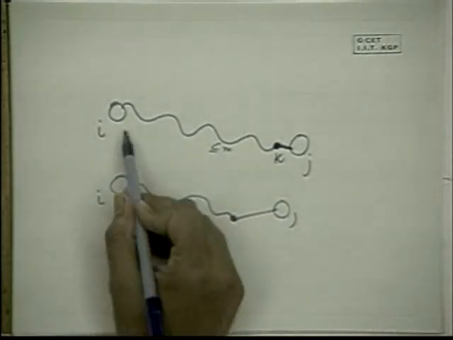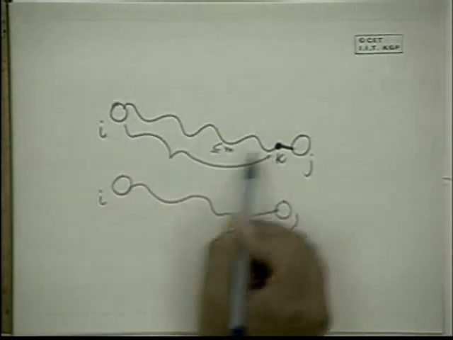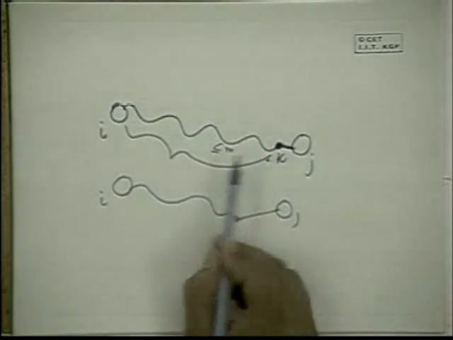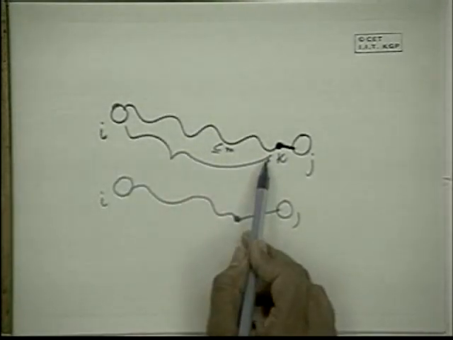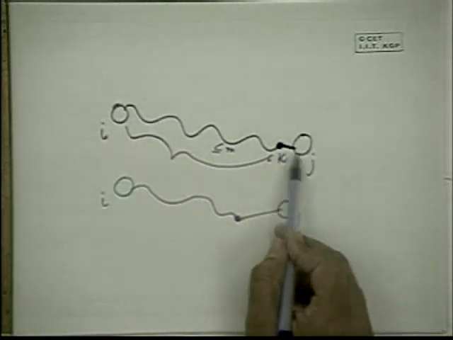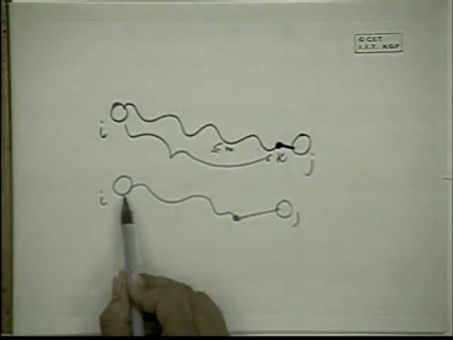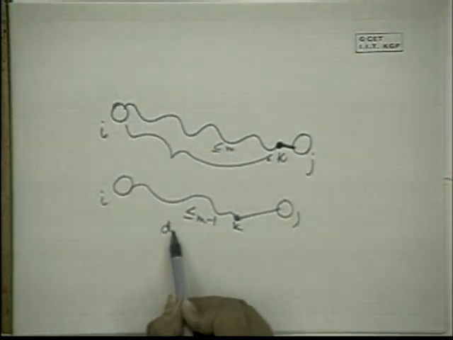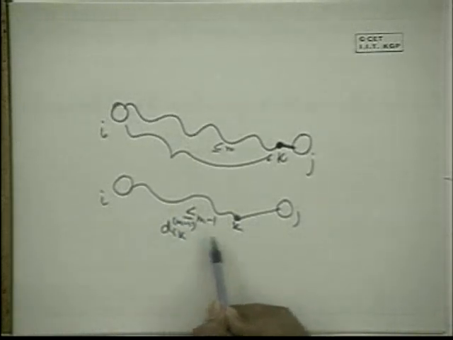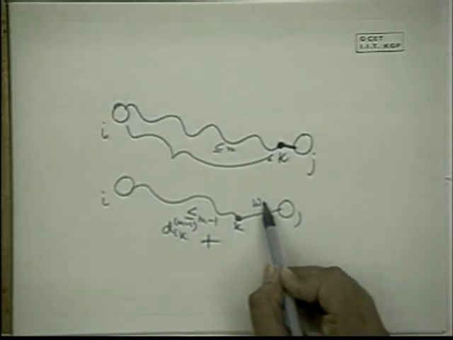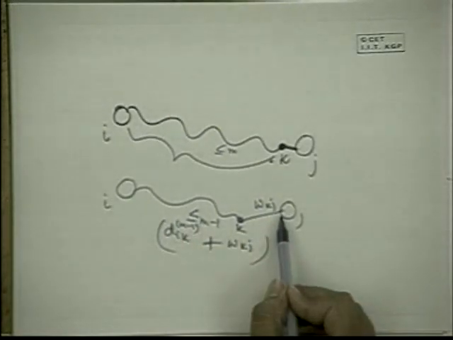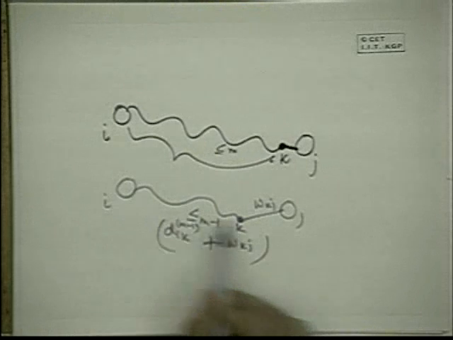So what is this part then? What is the weight of this part? It is nothing but Dik using at most m minus 1 edges. So this is Dik m minus 1 plus weight of kj. So if you take D ik m minus 1 plus wkj, this is for k up to m minus 1. Now you vary k from 1 to n.